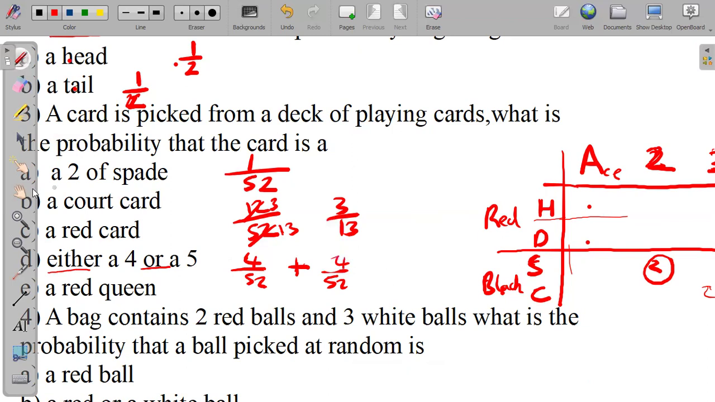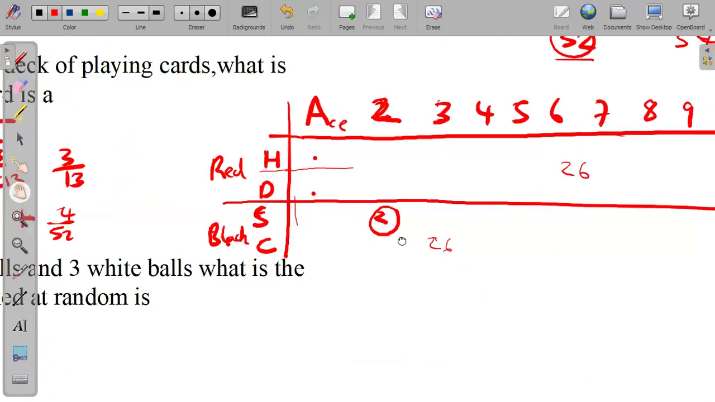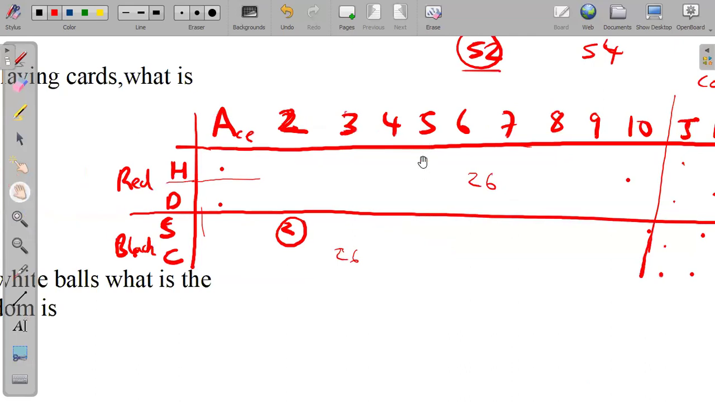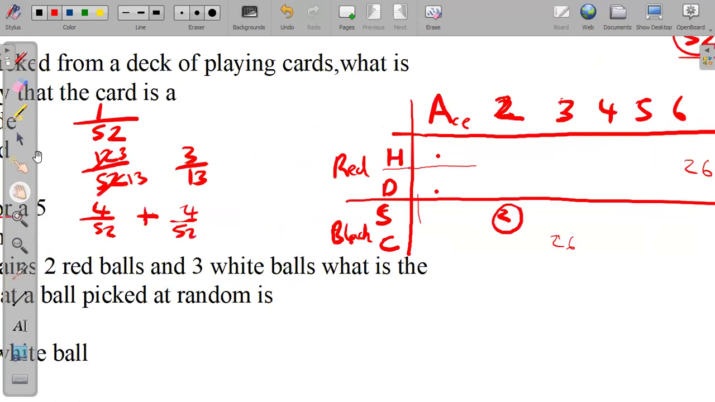Why? Because we are saying how many 4s do we have? How many 5s do we have? We have 4 5s: heart, diamond, spade, club. How many 4s do we have? Heart, diamond, spade, club. So both of them are 4. So for that, we are saying 4 over 52 plus 4 over 52. That is going to give us 8 over 52. Reducing to the lowest term, we are going to get 2 over 13.